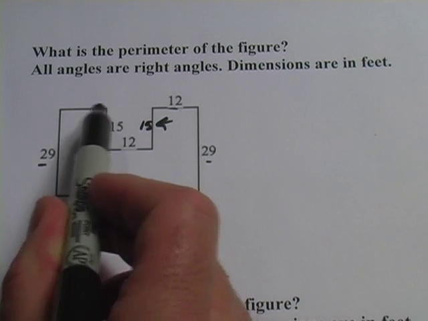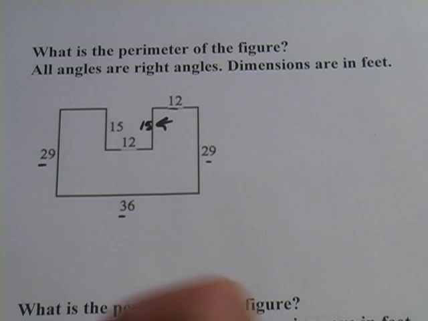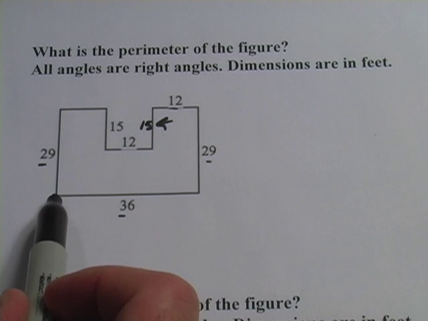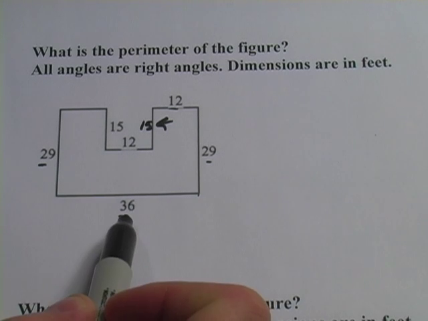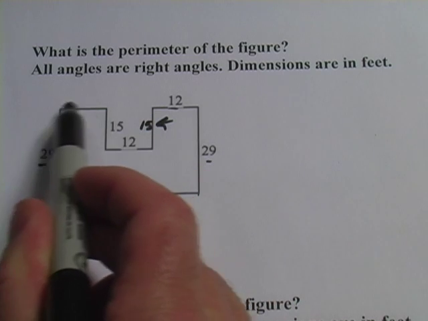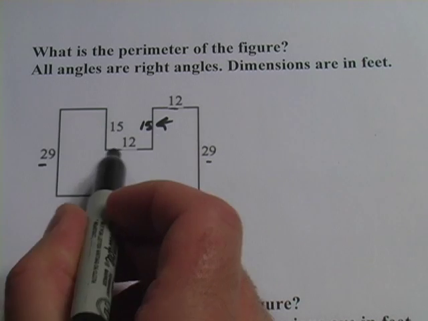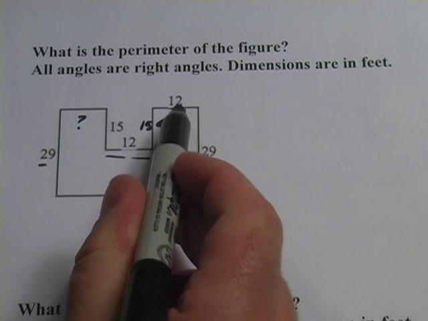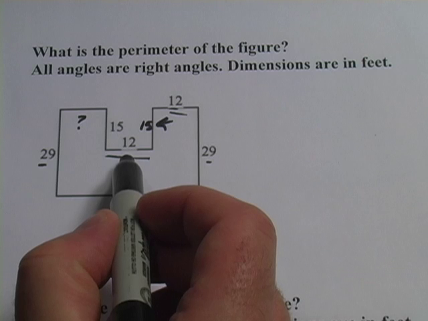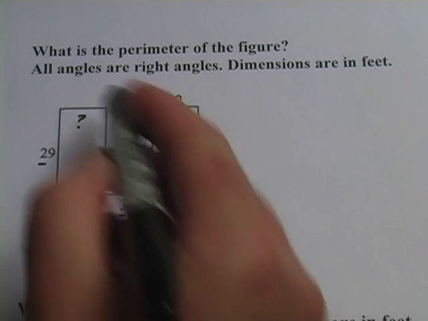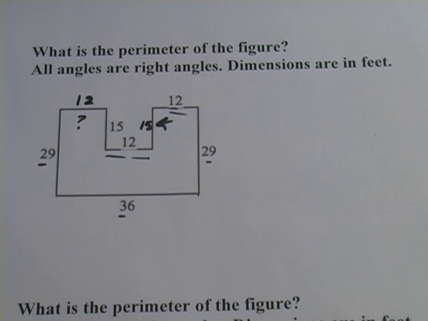And then as we continue around, this side appears to be missing as well. And that one's a little bit trickier to figure out. What I'm going to do is look at the length of the bottom here, which is 36, and then to get across here, this is going to be 36 too, but I've got this length, and then this missing length here. Well, 12 and 12 is 24. If I subtract that from 36, I get 12, so this side must be 12.